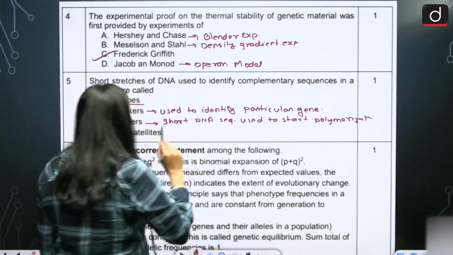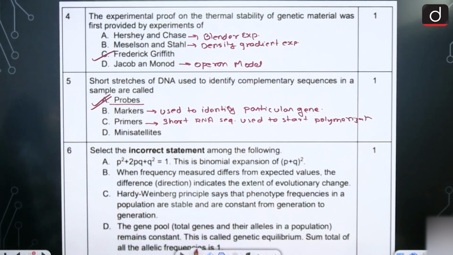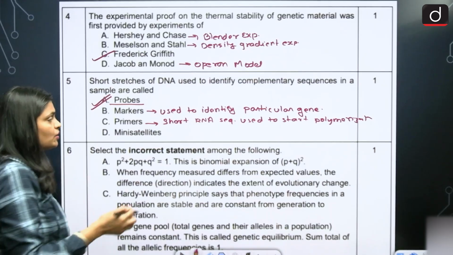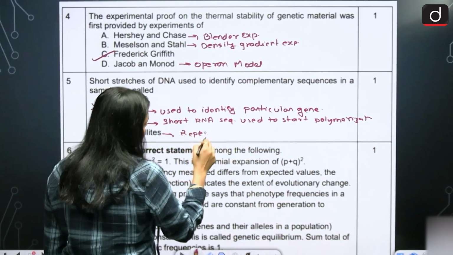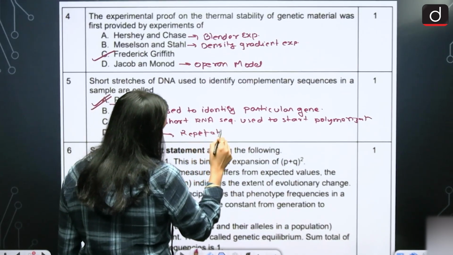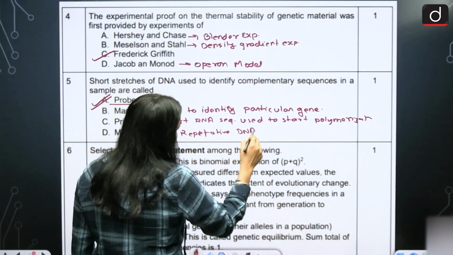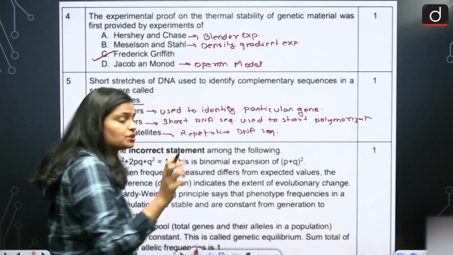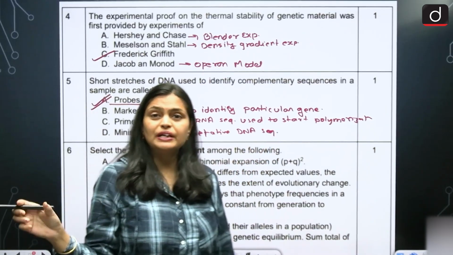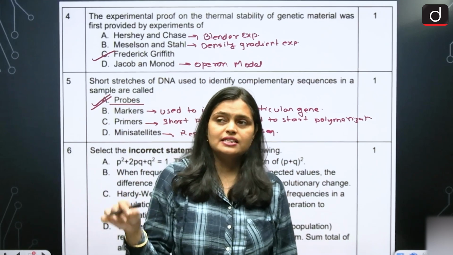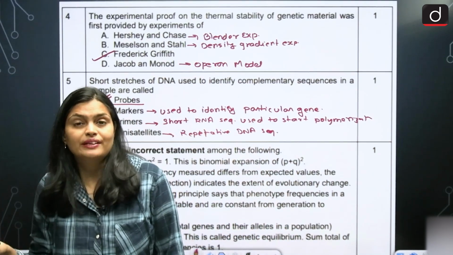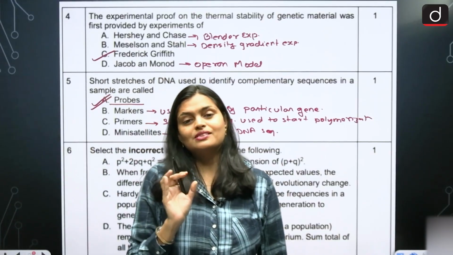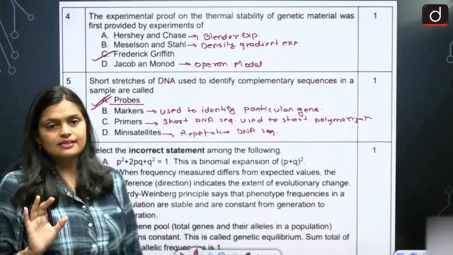Mini satellites are what? These are repetitive DNA sequences. In DNA there are some sequences that keep repeating many times, like ATG. Many times you have that repetitive sequence. That repetitive sequence is called a mini satellite.